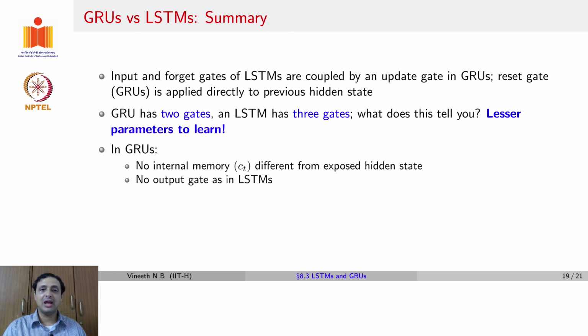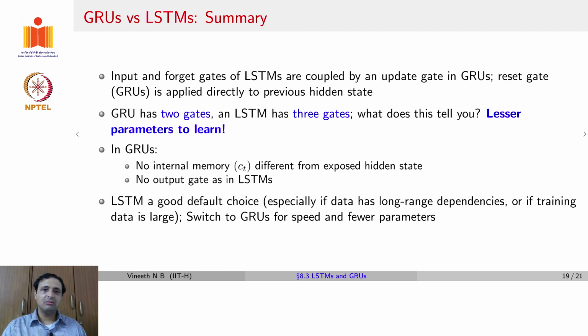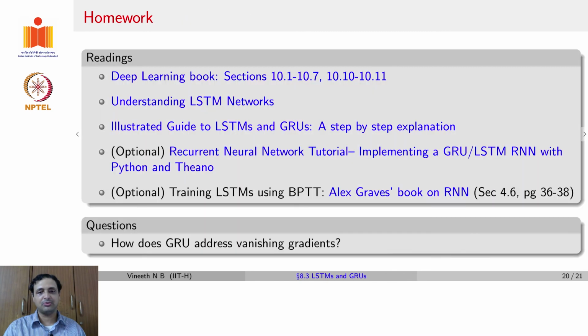GRUs don't have any internal memory, a cell state c_t. Whatever is the internal cell state is also exposed as it is because there is no formal output gate to control how much of the cell state is output. In general, LSTM is a common preferred choice, especially if you know that your data has long-range dependencies or if you have large amounts of training data. But if you want better speed and fewer parameters and maybe smaller data sets, GRUs are a good choice to try for sequence learning problems.